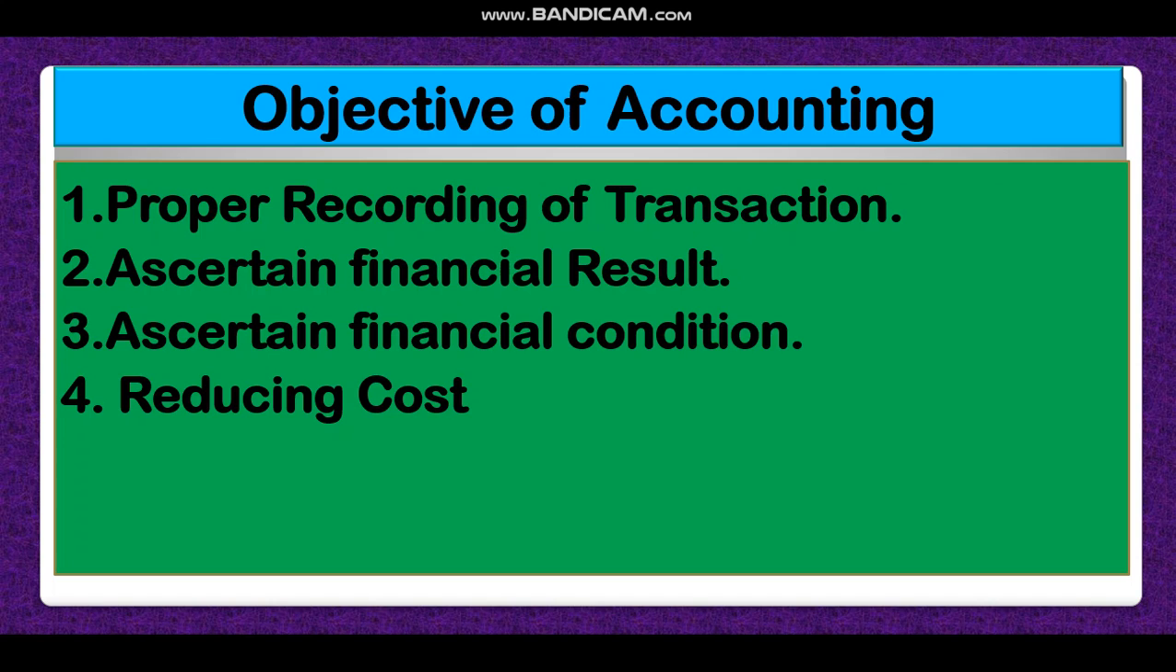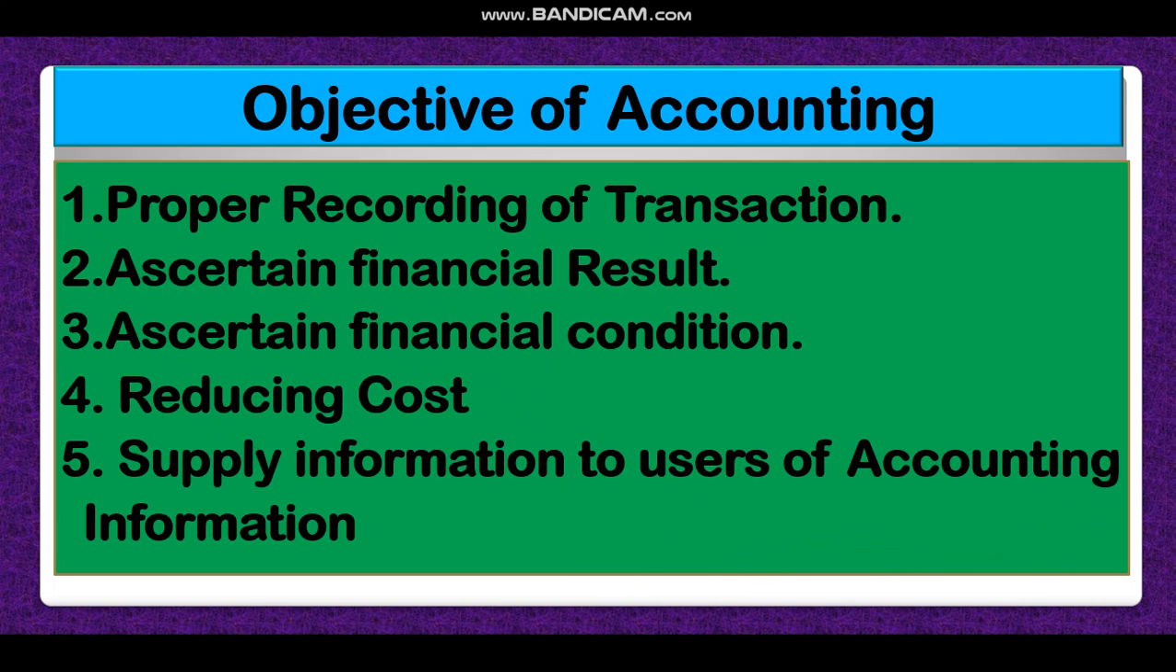That's why accounting is very important. Dear student, our next objective of doing accounting is to supply information to the users of accounting information. That means there are lots of parties who are the users of accounting information, like manager, owner, public, customer, workers, investors. They would like to know about accounting. So accounting supplies the information to the concerned parties.